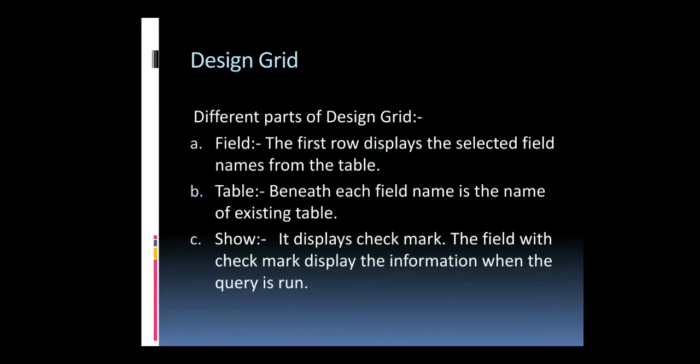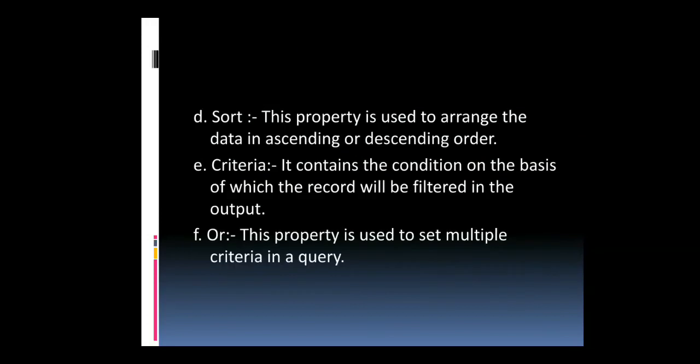Field. The first row displays the selected field name from the table. We have to select the field on which basis we want to apply the query. When we select the field, the table name will be automatically filled. Show. It displays a check mark. The field with the check mark displays the information when the query is run. Sort property is used to display the information in ascending or descending order.